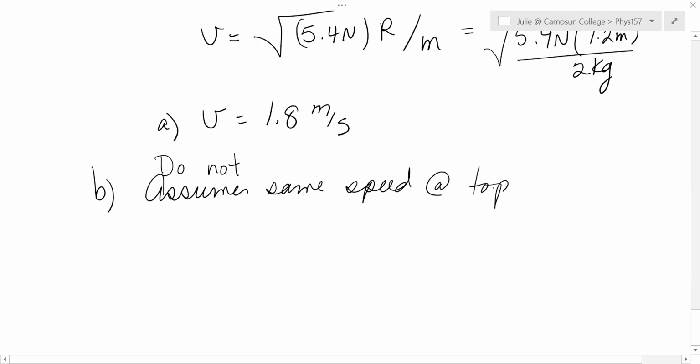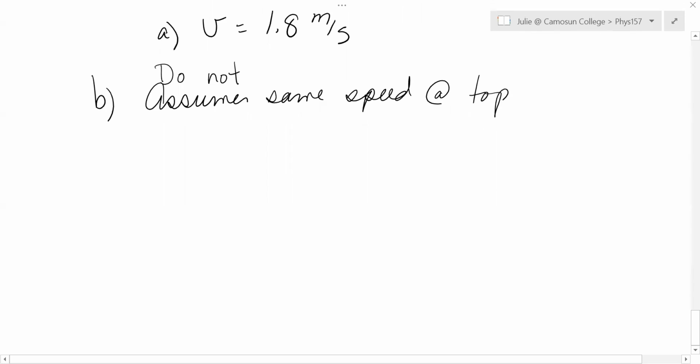Okay, so what would happen if it were going at that speed, 1.8? Would it make it around the circle? And how would you know whether it makes it around the circle? We'll make our own part C for that, but let's see what happens. The question is, how fast does it have to move at the top so the rope doesn't go slack? So let's look at what's happening at the top.